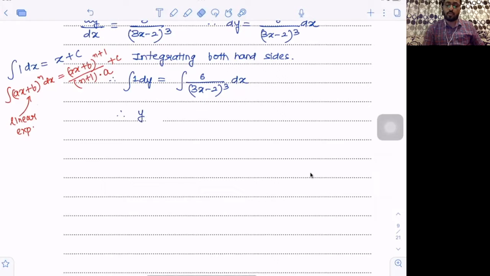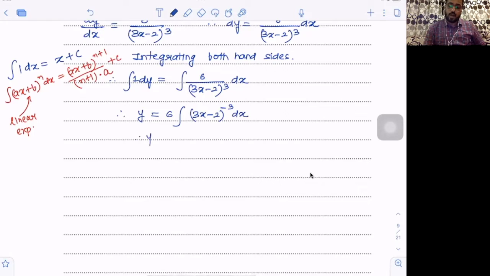So dy is not going to come now. So integration of 1 is simply y. You are interested in y equal to f of x, right? So I've got y. 6 is a constant, so it moves outside the integration. So I can write 6 outside the integration. And you have 1 upon 3x minus 2 the whole cube, which you can write as 3x minus 2 raised to minus 3 dx. So I've taken the 3x minus 2 from the denominator to the numerator. It has gone up, 3x minus 2 raised to minus 3. Now it looks like ax plus b raised to n, where the value of n is minus 3.